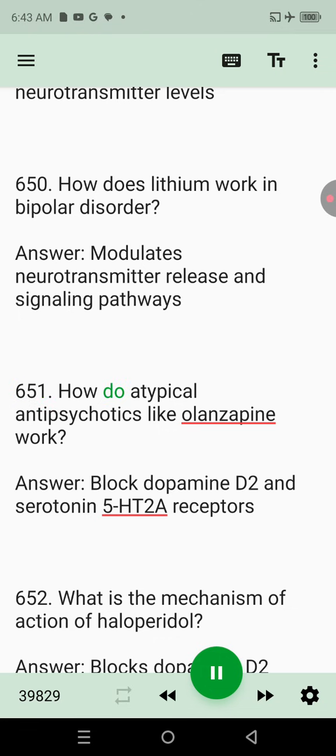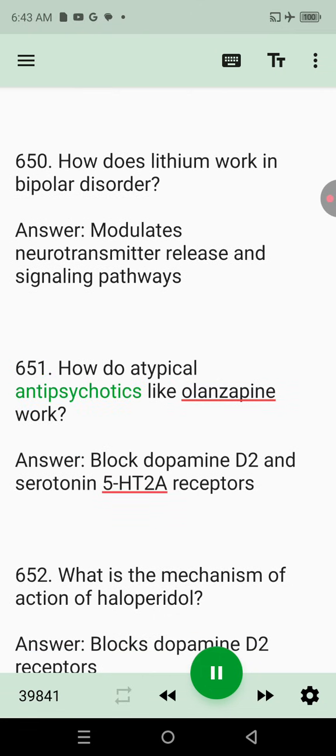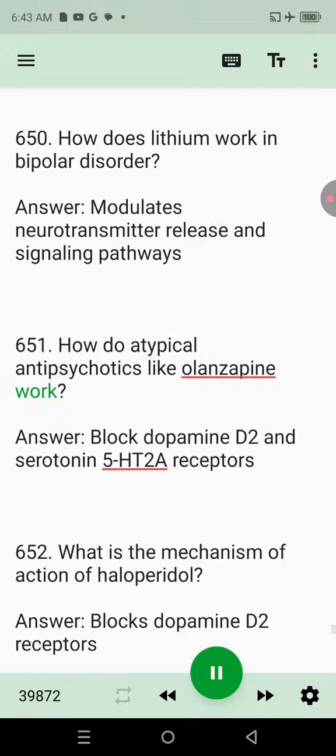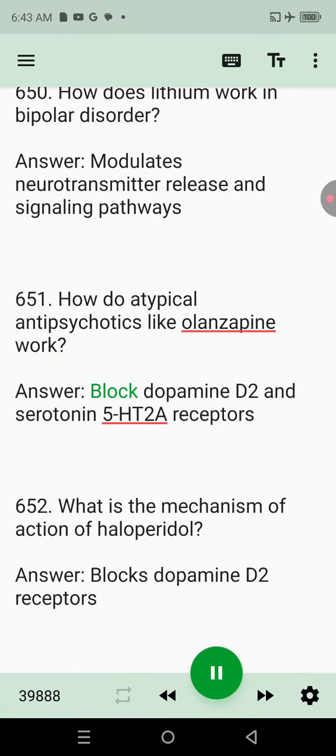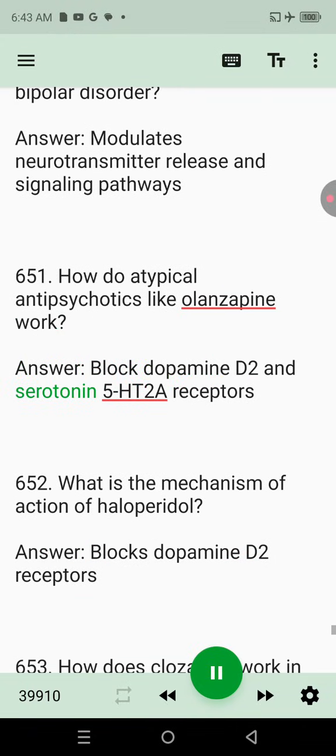651. How do atypical antipsychotics like olanzapine work? Answer. Block dopamine D2 and serotonin 5-HT2A receptors.